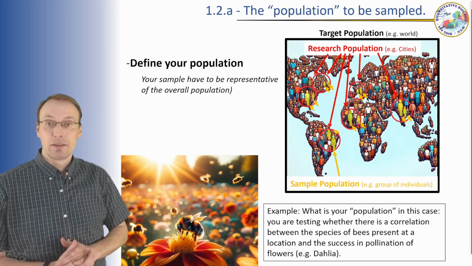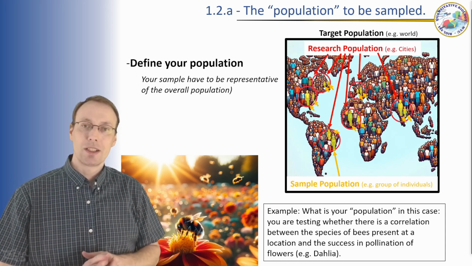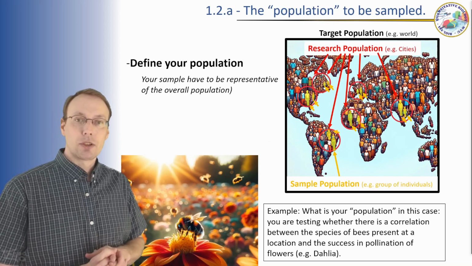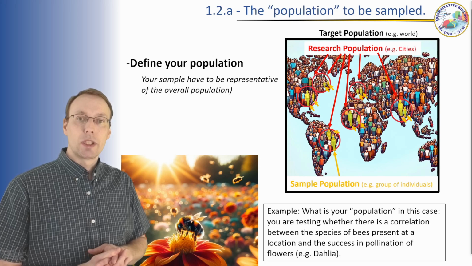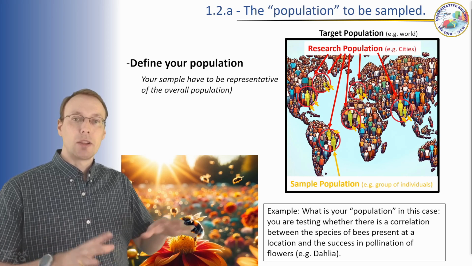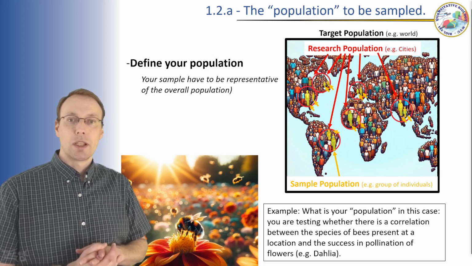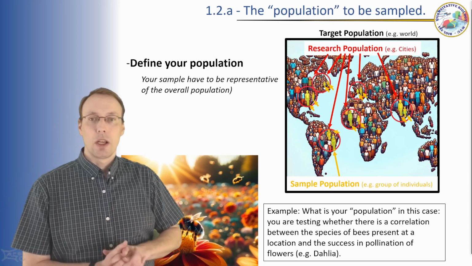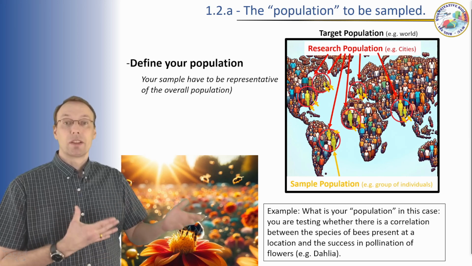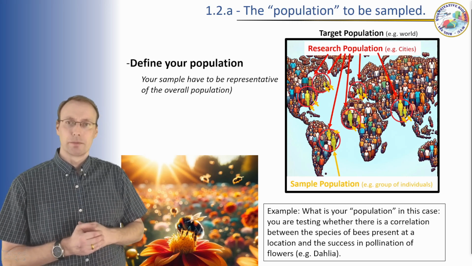Okay, here I have another example, to help you understand how you define your population. It's not always as easy as this case. Here you're trying to figure out, so let's take the example of bees. You have different species of bees, and they pollinate different flowers, and you're trying to see if there's a correlation between the species of bees in a certain patch or in a certain environment and how efficiently the flowers are pollinated. So you could ask yourself, what's the population here I want to sample?